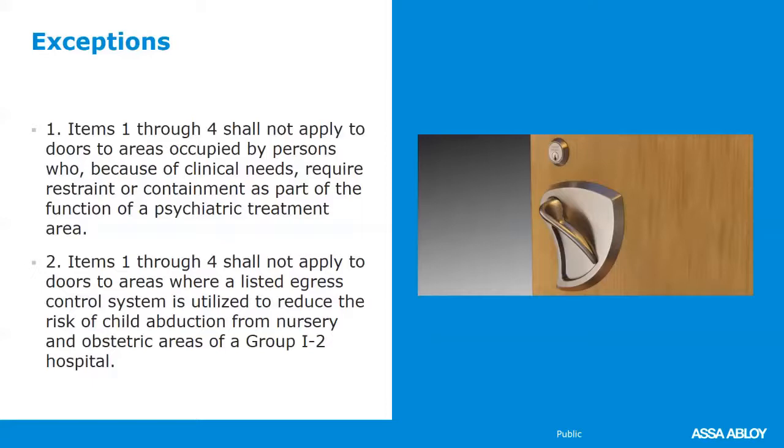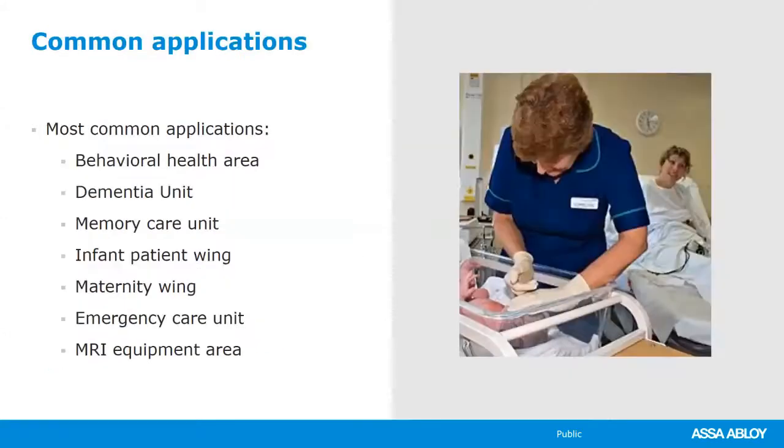There's a life safety plan posted at the nurse's station, and the AHJ has given approval to that life safety plan. Where these are most commonly used within a hospital, I mentioned some of these already: the behavioral health area, your dementia units, memory care units, infant patient wings, maternity wing, emergency care unit, and MRI equipment area, to make sure that somebody doesn't accidentally get into an area they shouldn't be.